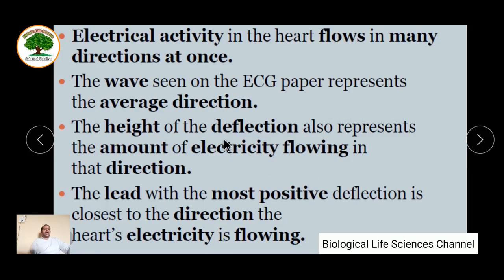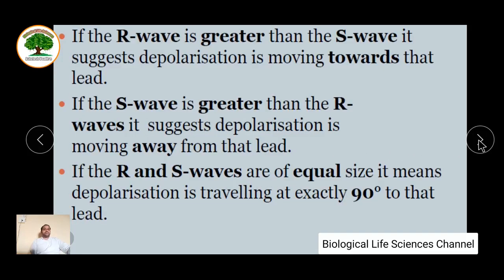The height of the deflection also represents the amount of electrical signal flowing, and it is measured in different directions. Here the R wave is greater than the S wave. It suggests that depolarization is moving towards the lead. And if S is greater than R, it suggests that the depolarization is moving away from the lead. Okay. If R and S are equal in size, it means that the depolarization is traveling at exactly 90 degrees to the lead.